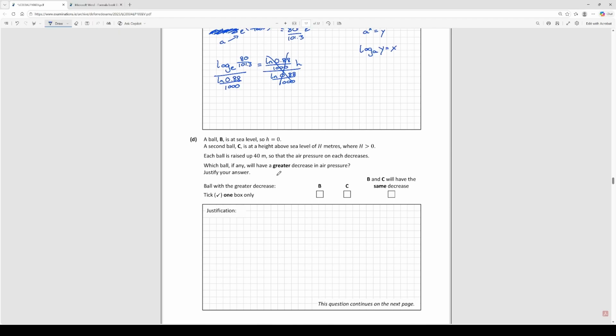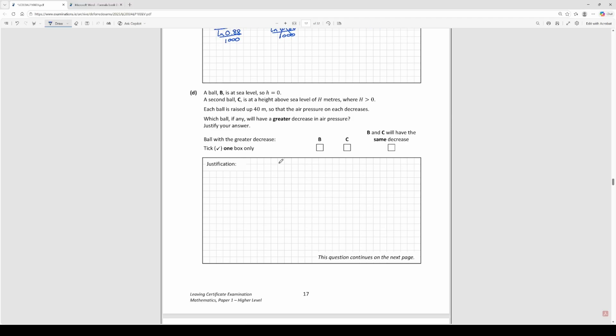To elaborate, the fraction here is being multiplied by the h. So: a ball B is at sea level, so h equals 0. A second ball C is at a height above sea level at h, where h is greater than 0. Each ball is raised 40 meters, so that the air pressure on each decreases. Which ball, if any, will have a greater decrease in air pressure? Goodness me. My guess would be B. I don't know why, that's just what my brain would be telling me.